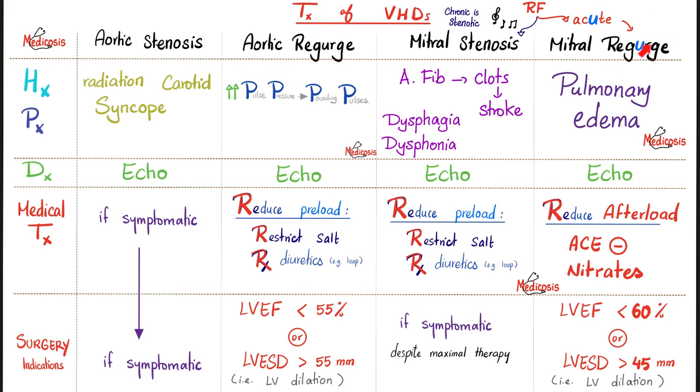Let's review mitral regurgitation. Acute mitral regurgitation is a medical emergency. It can happen after MI, characterized by flash pulmonary edema. You diagnose all the valvular diseases with echo. Medical management: reduce the afterload with ACE inhibitors, reduce the preload with diuretics. Nitrates may be helpful. Surgical options: we start to consider them when the left ventricular ejection fraction is lower than 60%, or when the left ventricular end systolic diameter is longer than 45 millimeters. Which means that the left ventricle is dilated. It is dilated with eccentric hypertrophy.